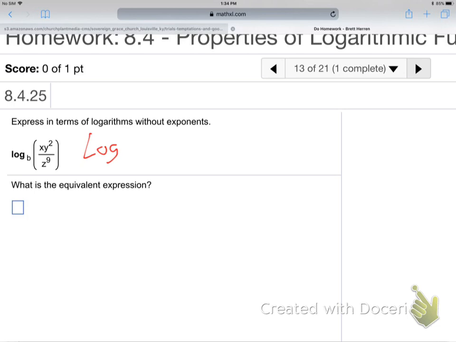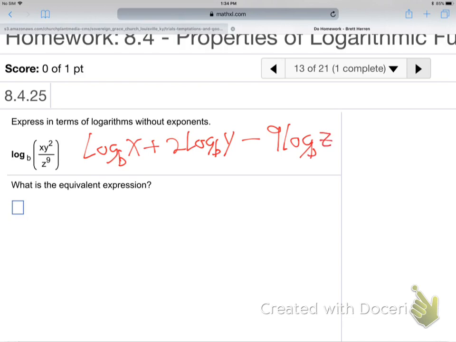So the x and the y squared on the top are multiplied, so they'll become added logs. The z on the bottom is divided, so it'll become a subtracted log, right? So it's going to be log base b of x plus, and then the 2 is going to go in front of the y log, 2 log base b of y minus, because the z is on the bottom, 9 log base b of z.